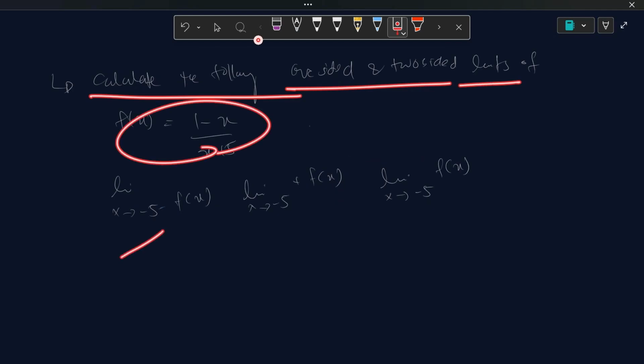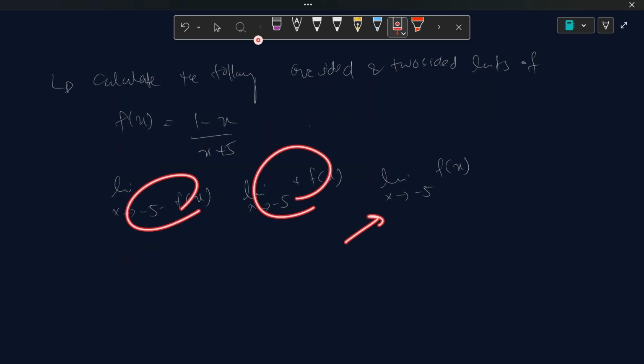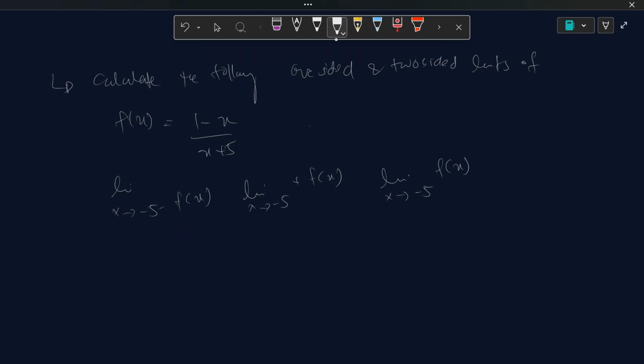Now the two-sided limit of this function over here. One-sided and two-sided means from the left side and the right side of the function. So now we are going to find the limit from the left side of this function right over here. If we go ahead and plug this in, you get -5 plus 5, which is 0. So you basically get a 0 in the denominator.